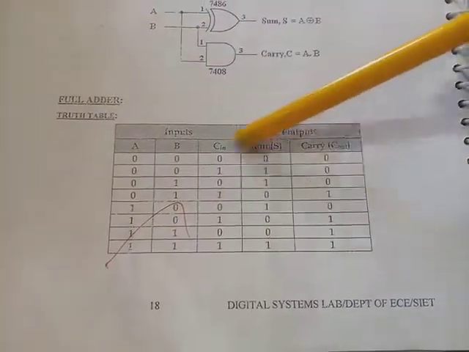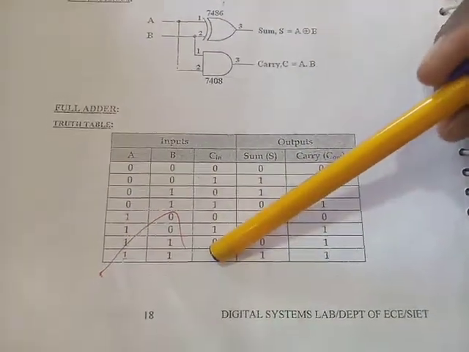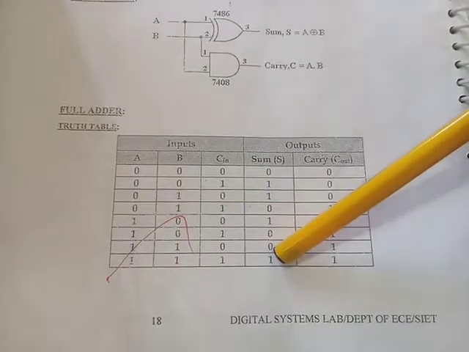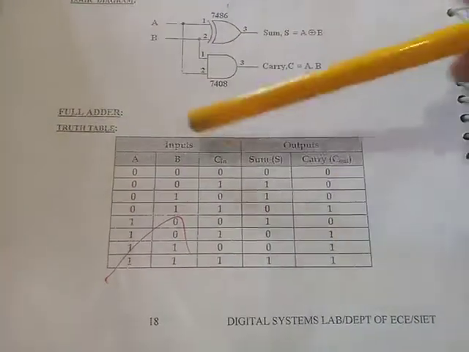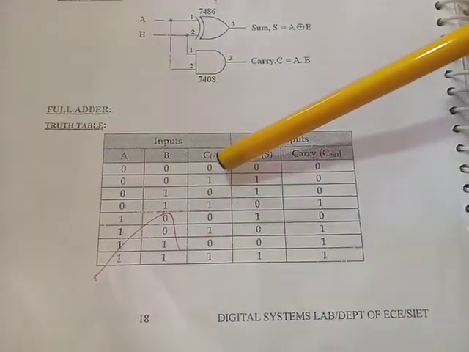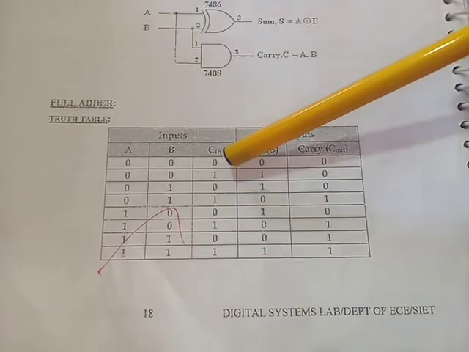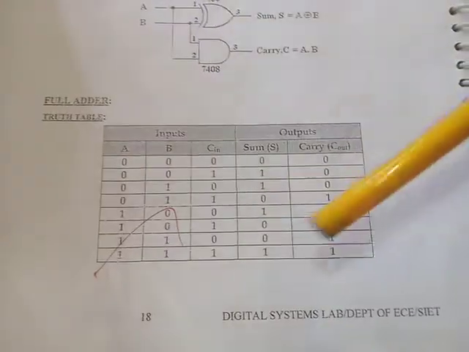These are the outputs. For example, if it is 1 plus 1 plus 1, right? So my sum is 1 and carry also 1, right? So these are the possible combinations. There will be 8 combinations. This starts from 0 to 7, right?